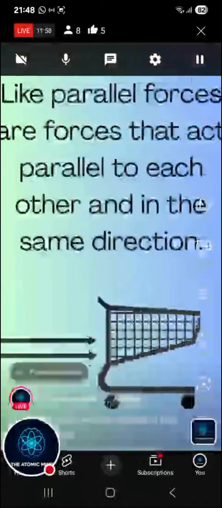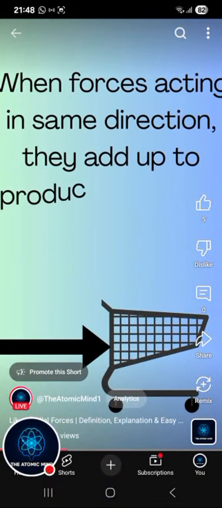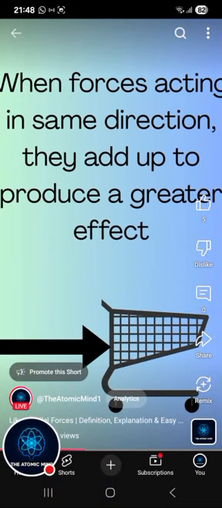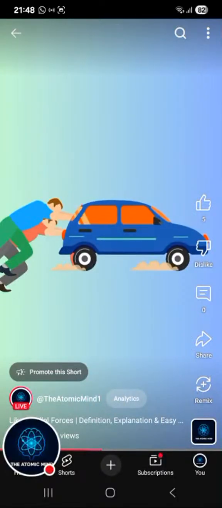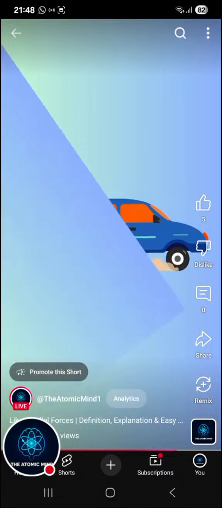Like parallel forces are the forces that act parallel to each other and in the same direction. When forces act in the same direction, they support each other and add up to produce a stronger effect. For instance, two people pushing the car forward from behind. Both forces act in the same direction, so the car moves more easily.